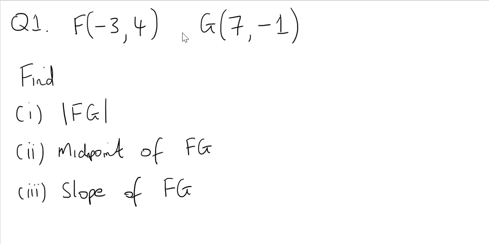Right lads, here's a quick revision question, coordinate geometry, just a couple of questions coming in here. So we're given f is (-3, 4), g is (7, -1), and we're asked to find, hopefully you recognise that means find the distance, shorthand there, the distance from the point f to the point g. So hopefully you recognise that, the midpoint of fg and the slope of fg. So let's start off. First one here is going to be the distance from f to g.